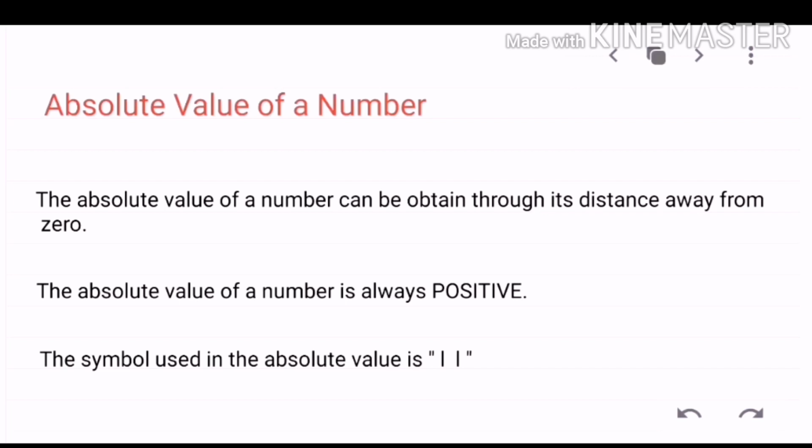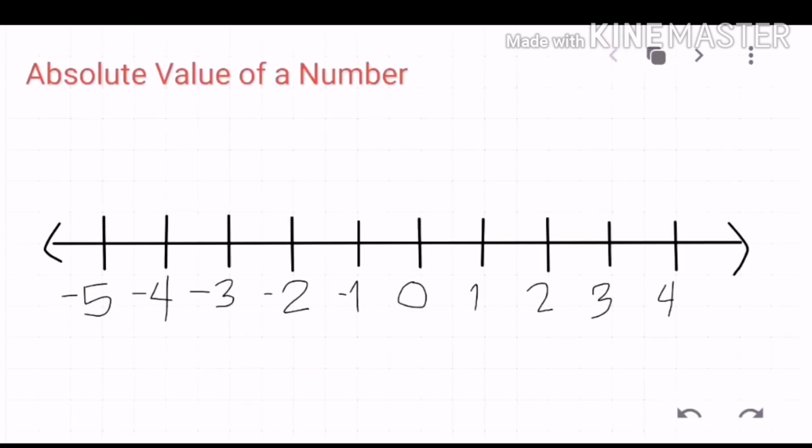Okay, hi there. So for today's discussion, we are going to tackle the absolute value of a certain number. So let's start. Now, the absolute value of a number can be obtained through its distance away from zero. So based on this statement, we can conclude that when we are talking about the absolute value of a certain number, we are talking about its distance, how far or how near it is from our reference point, which is 0.